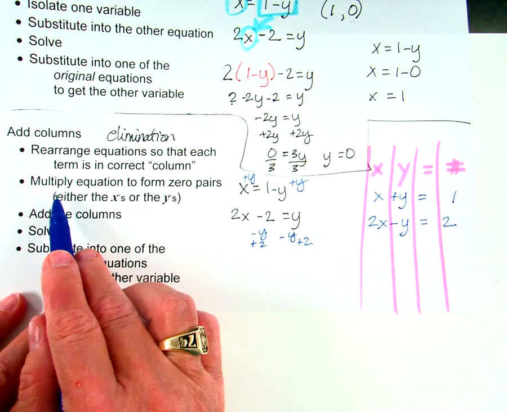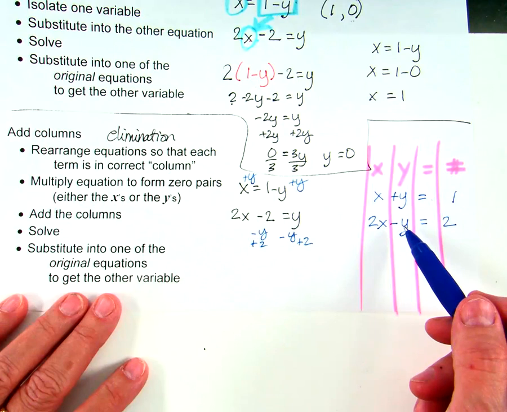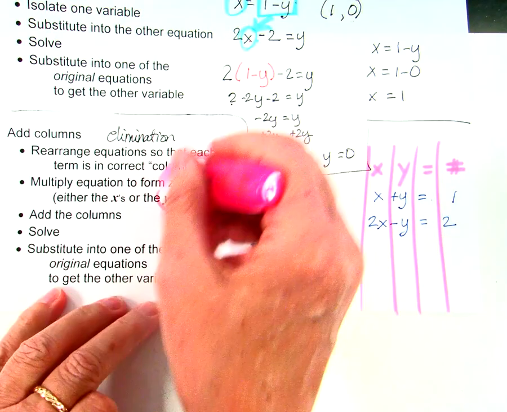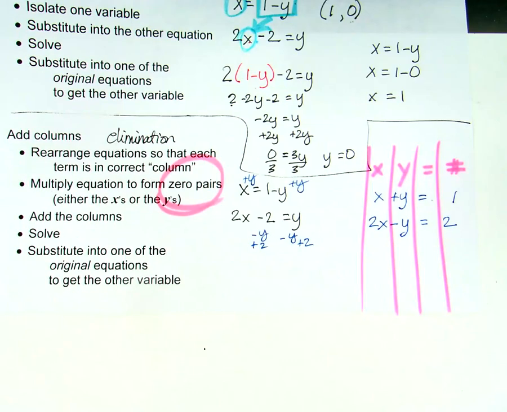Oh, that'll work. That's atomic. So now let's just add our columns. X plus 2x is 3x. That was hard. Y minus y is 0. The equals is still in the equals column, and 1 plus 2. Now to solve this, we have 3x equals 3, not exactly tough, and x equals 1. That's the same thing as we got here. We know that the x value of our equation is 1.